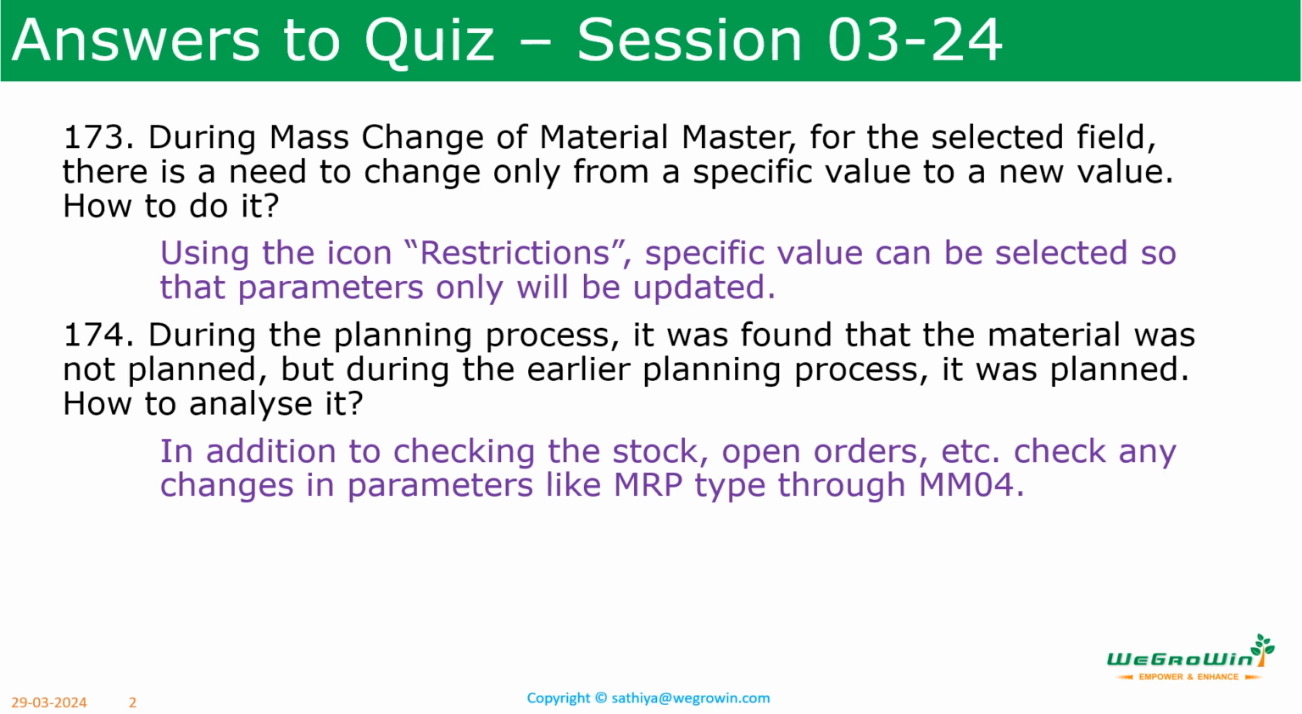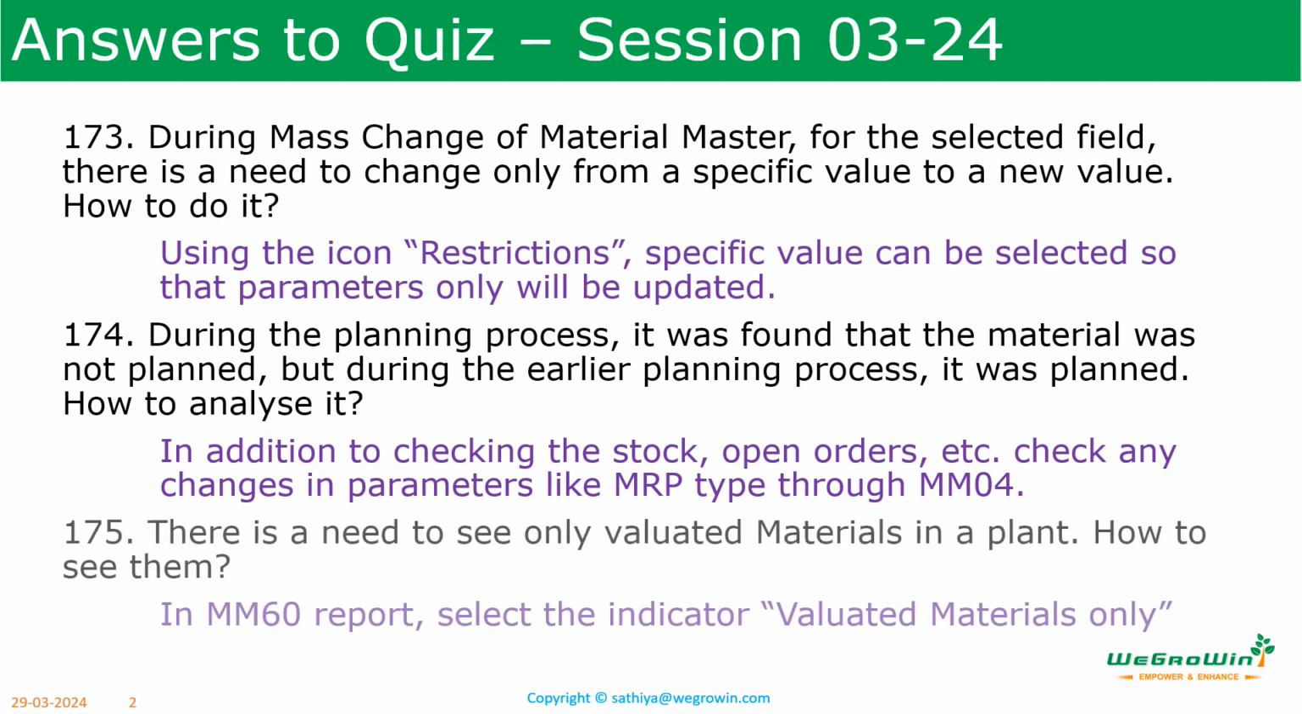During the planning process, it was found that a material was not planned, but during the earlier planning process it was planned. How to analyze this? Normally it happens in many cases. Here we need to check the stock and any open orders, but not only that, we should also check if there are any changes in the material master through MM04. There is a need to see only valuated materials in a plant. How to see them? In the MM60 report, we can select the indicator valuated materials and also enter the plant. Then we will get the list of valuated materials in that plant.